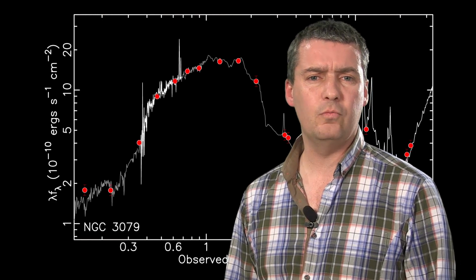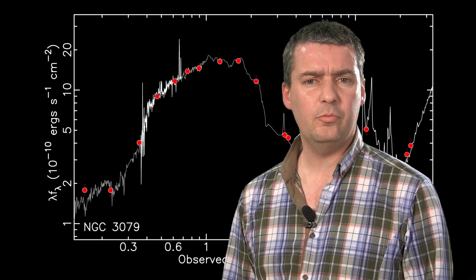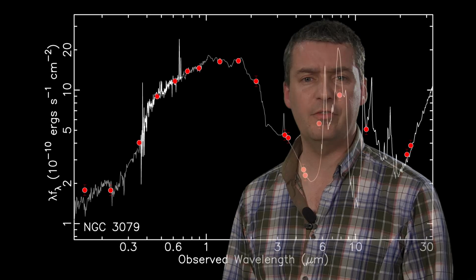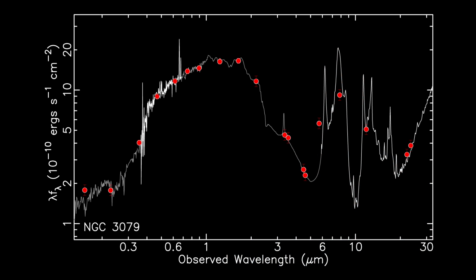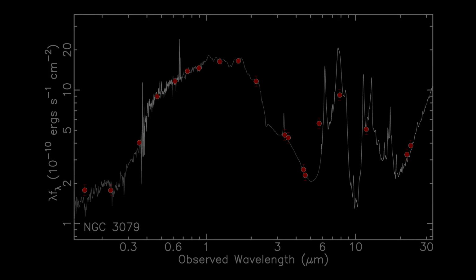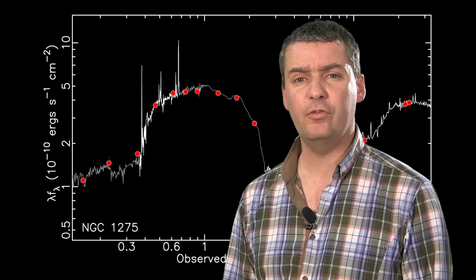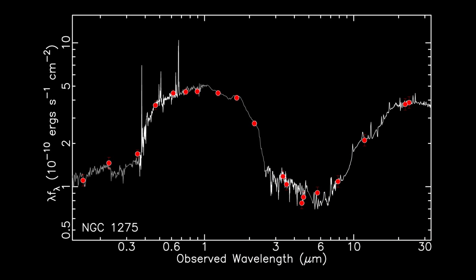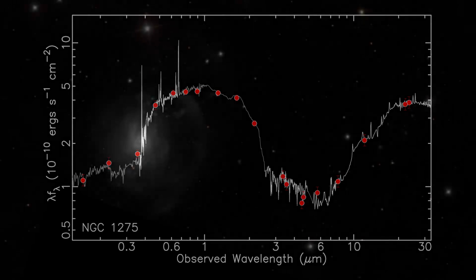NGC 3079 is one of the galaxies in our sample, and this plot shows a spectrum of NGC 3079 with flux on the y-axis and wavelength on the x-axis. The dots denote photometry used to constrain and verify the spectrum. We can see nebular emission lines at 0.5 microns wavelength and emission attributed to PAHs and dust in the mid-infrared. NGC 1275 is a well-known brightest cluster galaxy that is also in our sample. Again, we see emission lines at optical wavelengths, and in the mid-infrared we see hot dust emission.